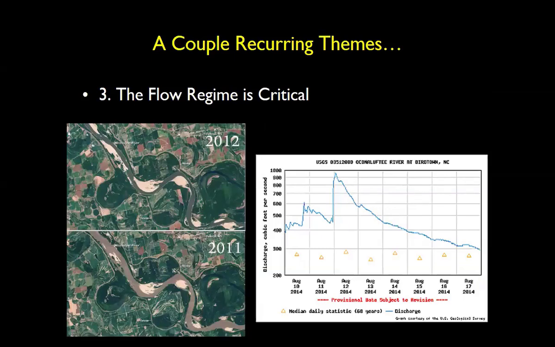And then the third big picture theme I just wanted to have on our radar is how important the flow regime is in a river or stream. This is an aerial photo of the Mississippi River in two different years with very different discharge as far as volume goes. It's crazy to think that the amount of habitat you have if you're an aquatic critter can vary exponentially from one day to the next, depending on how much it rains. And so it's a very different life after the big rainstorm than it is the day before the big rainstorm.